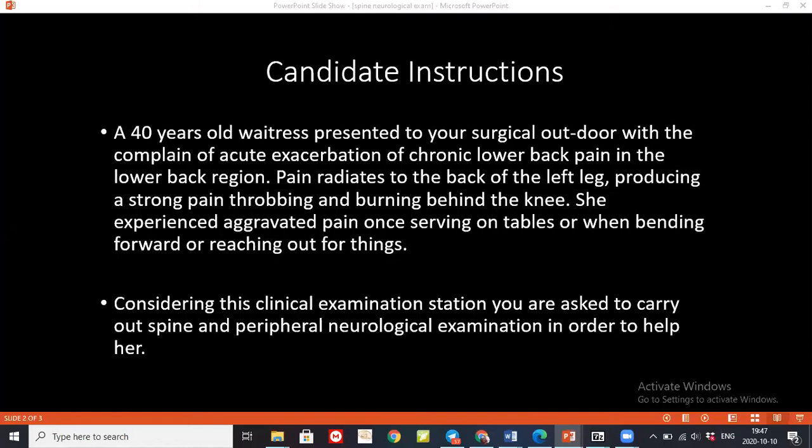Then I would check the ankle clonus. In the ankle clonus, I will hold the patient's foot with the heel, and then I will do a sudden dorsiflexion, plantar flexion movement, and then see if there is more than 5 asymmetrical movements. That means the ankle clonus is positive.